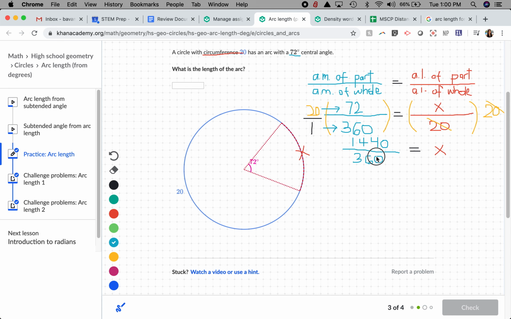Okay. Now, typically, at this stage, we want to go simplify. So let's divide. 1440 divided by 360 is going to equal 4. That means that x is 4. Which means that this arc length that we labeled as x earlier, this arc length is equal to 4, which is what we are looking for.